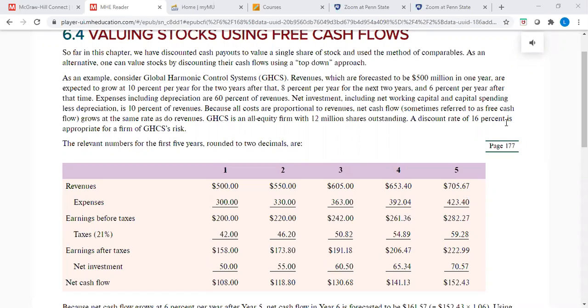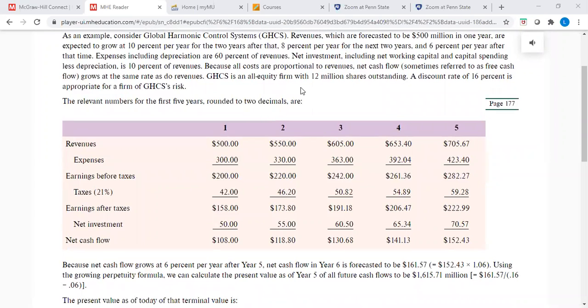There is not a constant change here as of yet. It happens after year 5. After year 5, it grows 6% per year, and all those calculations will remain the same. And those are the assumptions here. They are an all equity firm. So that means they're fully funded with equity. 12 million shares are outstanding. The discount rate of 6% is appropriate for a firm of this risk.